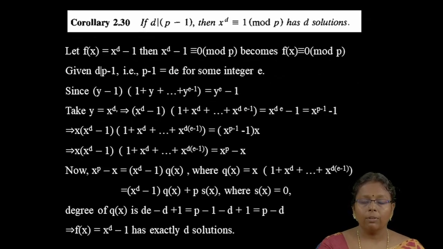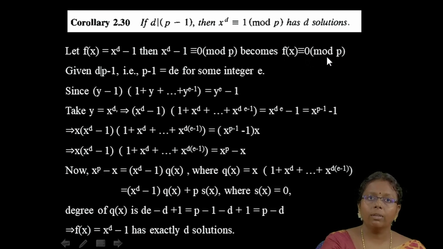So in this corollary, we are going to see that if d divides p − 1, then x^d ≡ 1 mod p has d solutions. So we are going to assume x^d − 1 as f(x), then x^d − 1 ≡ 0 mod p becomes f(x) ≡ 0 mod p. They have given d divides p − 1, that is p − 1 = d·e for some integer e. Since (y − 1)(1 + y + ... + y^(e−1)) = y^e − 1, I am going to take y as x^d.